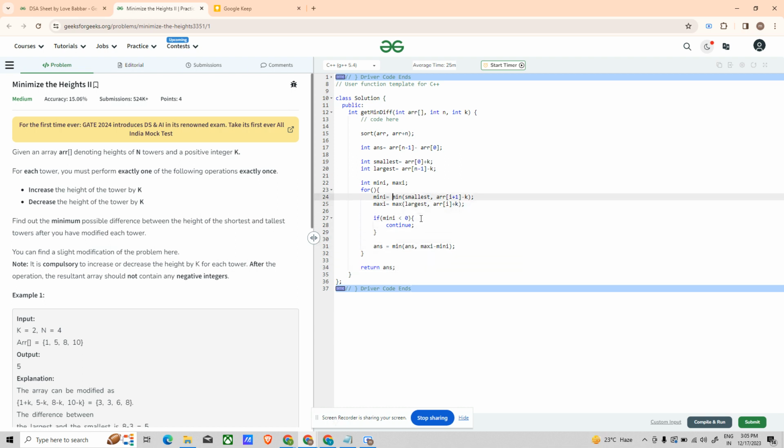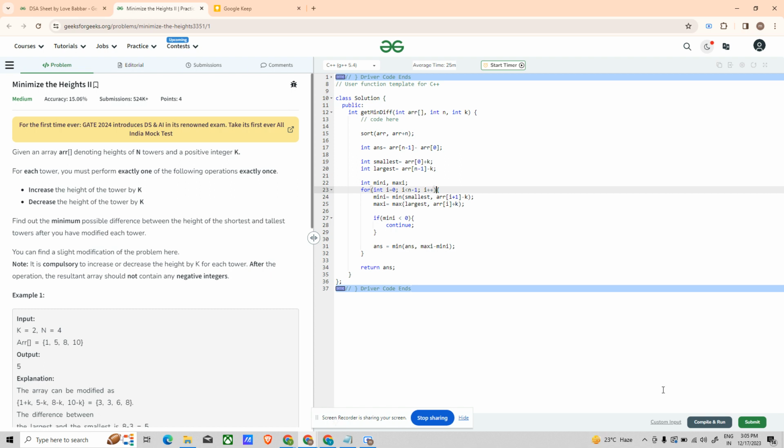Now I see that we are finding for I plus 1. If I goes up till the n minus 1th index and we do the operation, then I plus 1 will convert it to n, but there is no index n in the array. It will be an out of bound error. So what I will do is move only to the n minus 2th index: int I equals 0, I less than n minus 1, I plus plus.